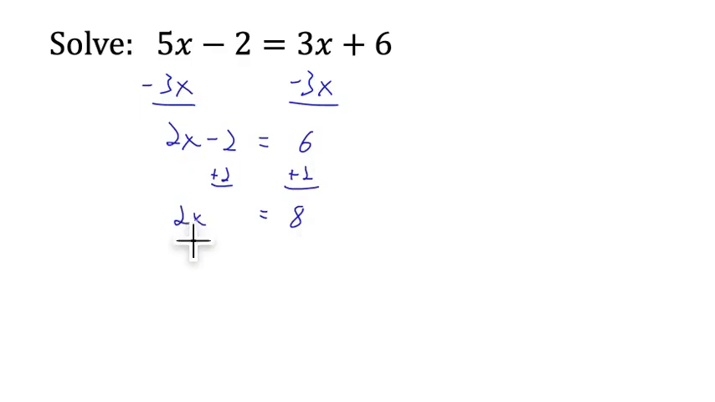And finally, we'll divide by 2. Because 2 divided by 2 is 1, leaving us with 1x, or just x. All right, so we have x equals 4. We can substitute 4 in for both of these x's and do a quick little mental check. This would be 20 minus 2 is 18. So we have 18 on the left. This would be 3 times 4, or 12, plus 6 is also 18. So it checks out.